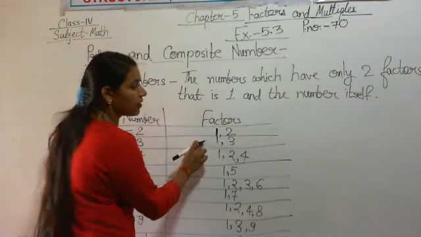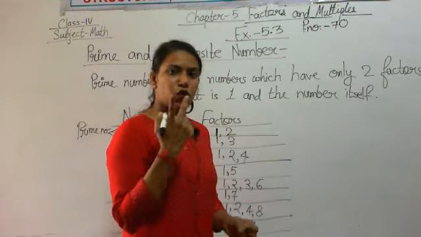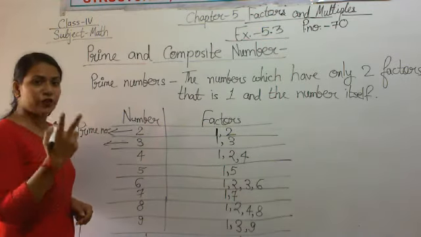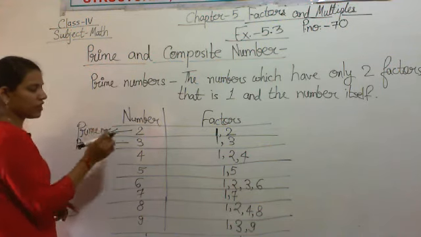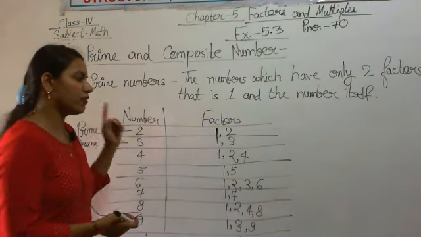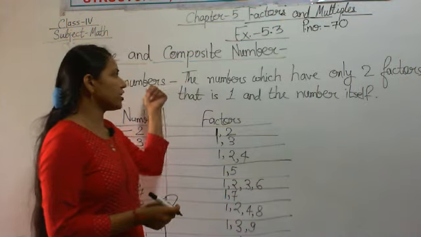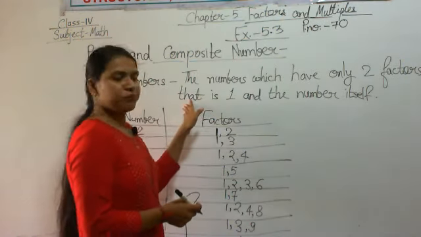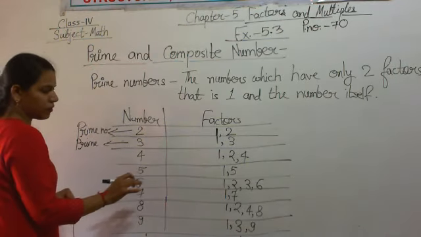Number 3 also has only 2 factors. The numbers which have only 2 factors are prime numbers, so 3 is also a prime number. Number 4, count the factors: 1, 2 and 4. But according to the definition, prime numbers have only 2 factors. Here there are 3 factors, so 4 is not a prime number.